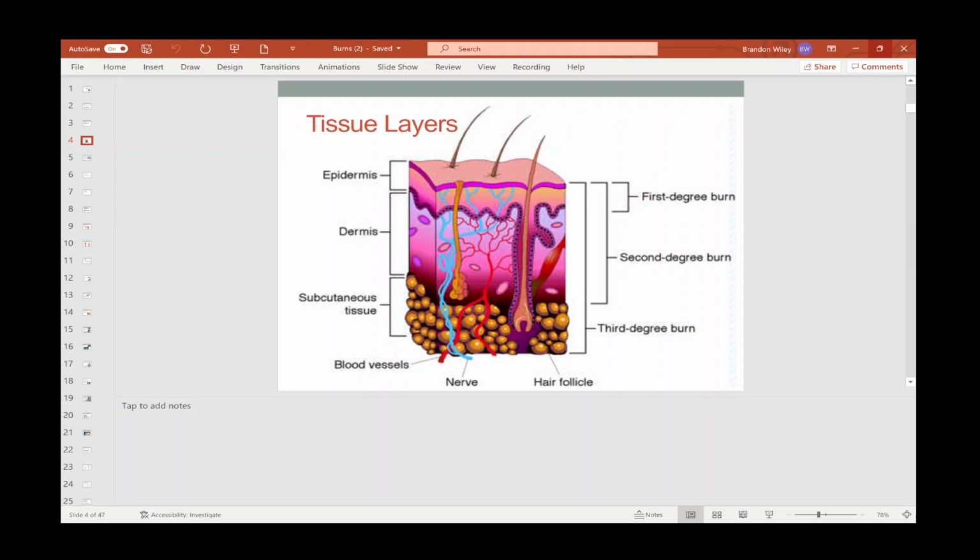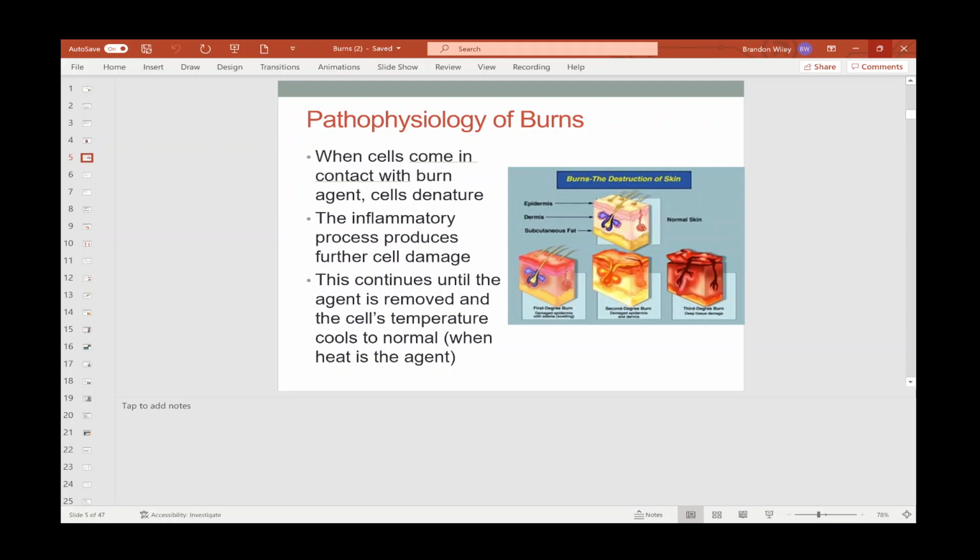All right, so the pathophysiology of burns is basically the skin comes in contact with some type of burn agent, and the cells denature. What does that mean? What is denature? It breaks them down. It destroys them. Whatever is in those cells is then released. Keep that in mind. So it breaks down those cells, and then you have an inflammatory response. That inflammatory response, as we learned with SIRS, can cause some damage, and it can further the damage.